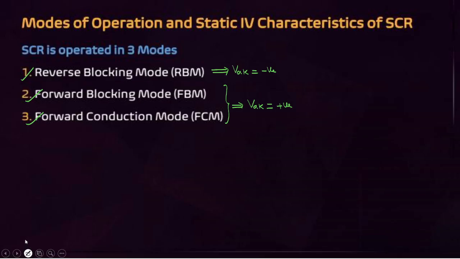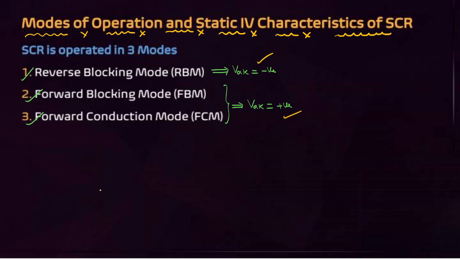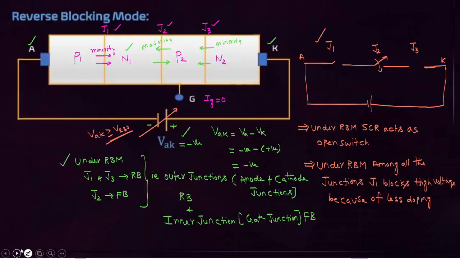Next, very important observations. What are the modes of operation and static VI characteristics of SCR? Friends, we know that SCR is operated in three modes of operation that you have to concentrate on: reverse blocking mode, forward blocking mode, and forward conduction mode. In reverse blocking mode, the anode to cathode voltage is negative.